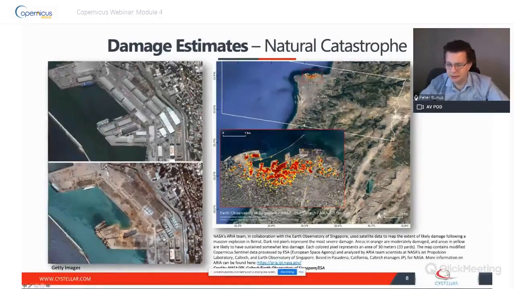They are marked with red. This is done at the pixel level, and in this particular example, the analysis has been performed on a synthetic aperture radar type of imagery, not on optical imagery. So you have already learned about that during the course.